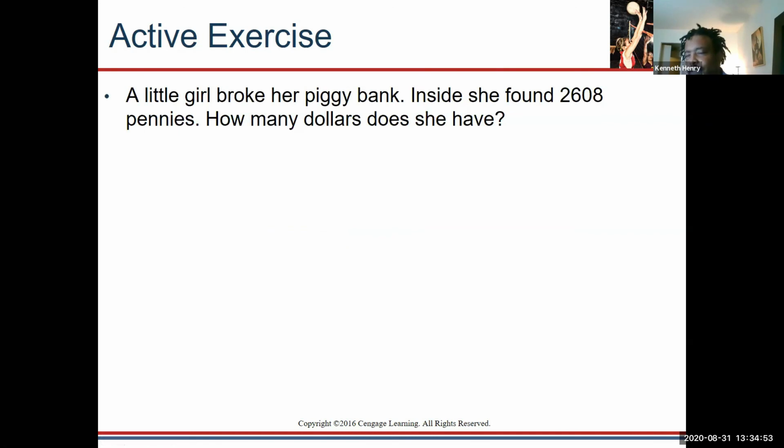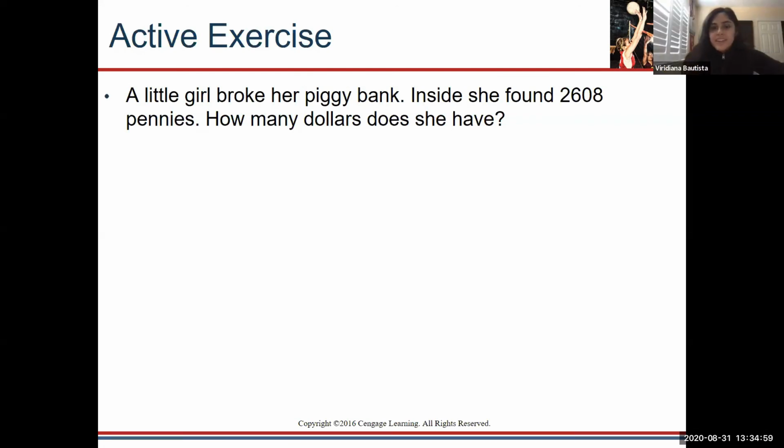So is it Viria Diana? How do you pronounce her name? Vidi. Okay, so you're gonna make it easy for me. Okay, Vidi, help me out with this one. It says a little girl broke a piggy bank. Inside she found 2,608 pennies. How many dollars does she have?